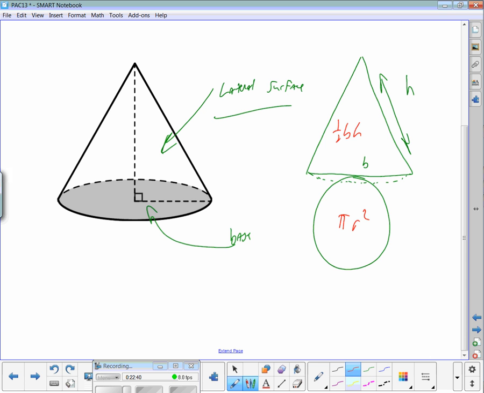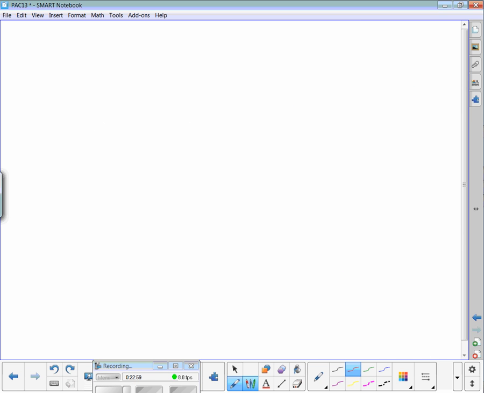Are there two bases on a cone? No, there's only one base. So you would only be doing one circle. That's the way cones are. But you're still using half base times height. Only the height is what's called the slant height. A little bit different, but that is the situation for a cone.